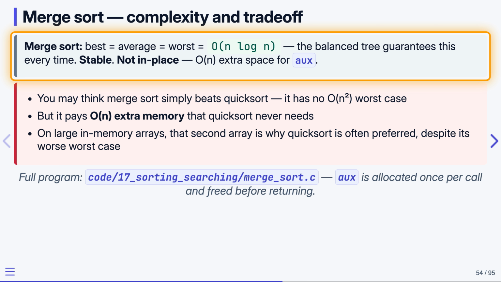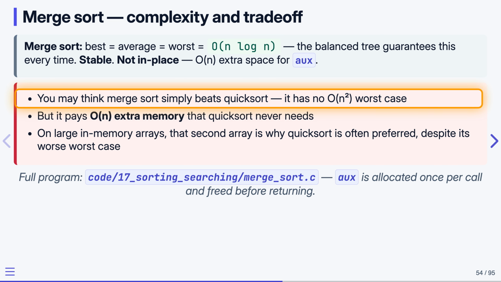Merge sort's cost is the same in every case. Best, average, and worst are all big O of n log n, and the balanced tree guarantees it every time. It is stable, and it is not in place. It needs big O of n extra space for the auxiliary array.